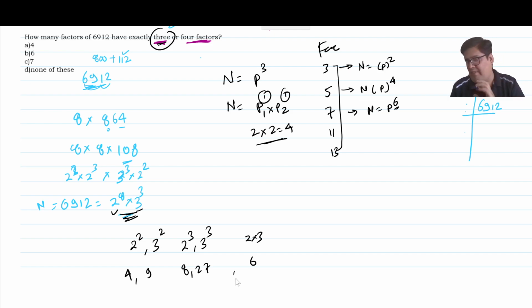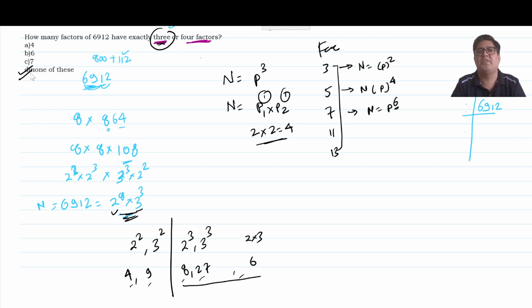So what did we want? We wanted either 3 factors. So for these two, there are 3 factors, or we wanted 4 factors. For these, there are 4 factors. So how many numbers do we have? 1, 2, 3, 4, and 5. We have 5 such divisors with 3 or 4 factors.